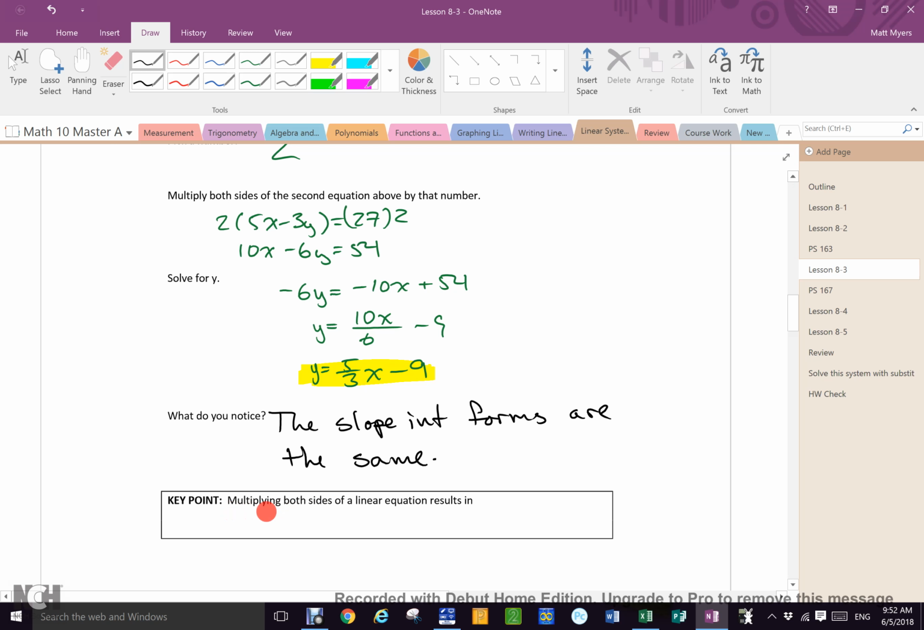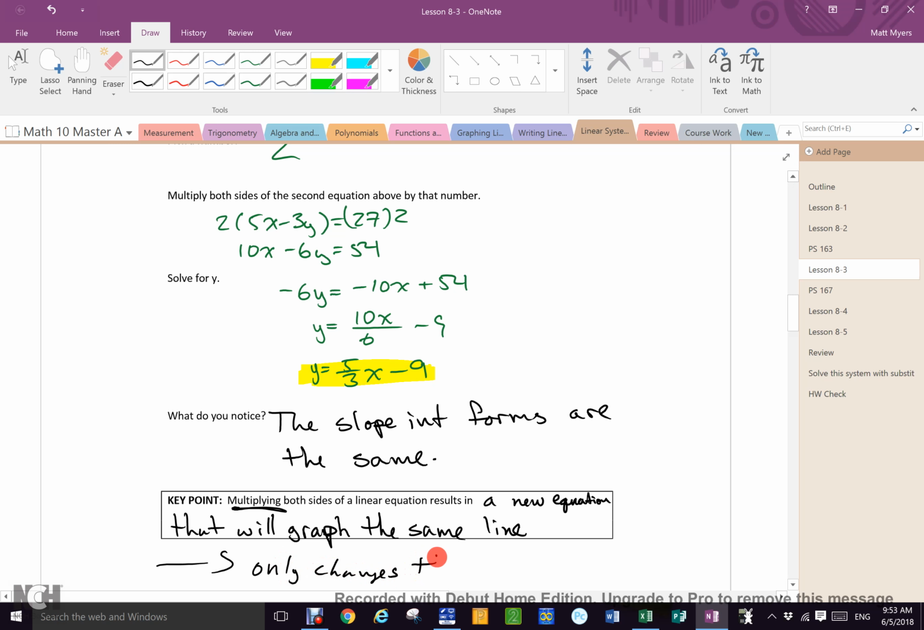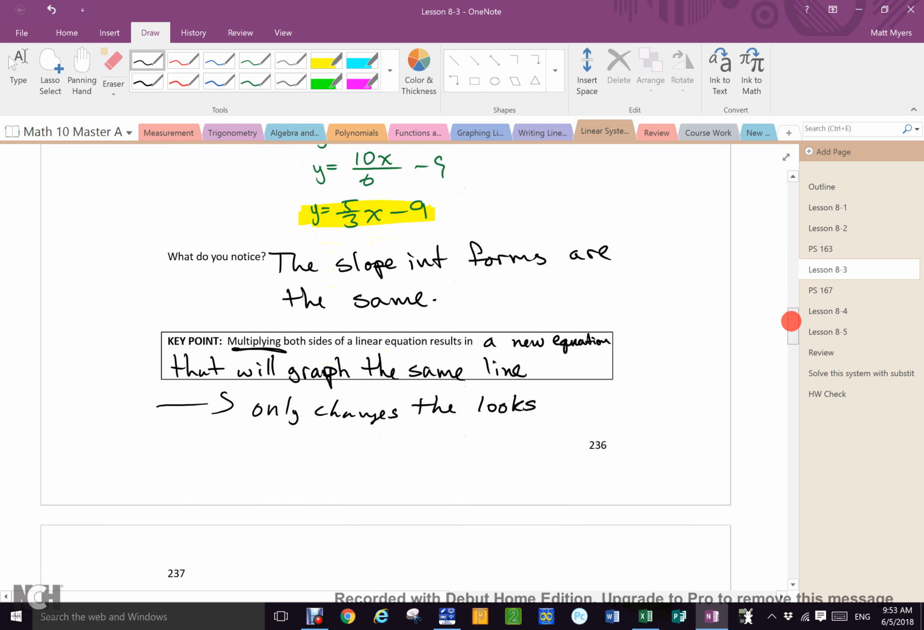Multiplying both sides of a linear equation results in a new equation that will graph the same line. In other words, it only changes the looks. You can multiply it and nothing changes except the looks.